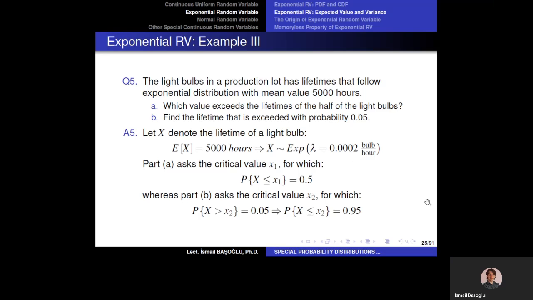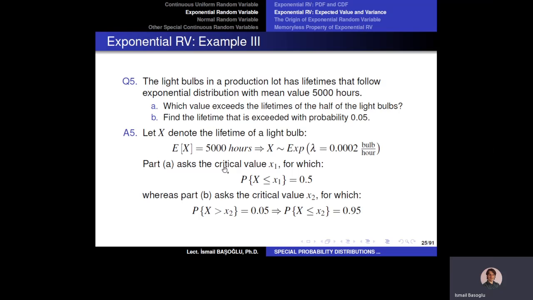So the first part of the question is asking which value exceeds the lifetimes of half of the light bulbs. Okay. Now, the question is not asking a probability. So the question is not a probability statement, okay? It is asking for a quantity that exceeds the lifetimes of half of the light bulbs. So what does that mean, okay?